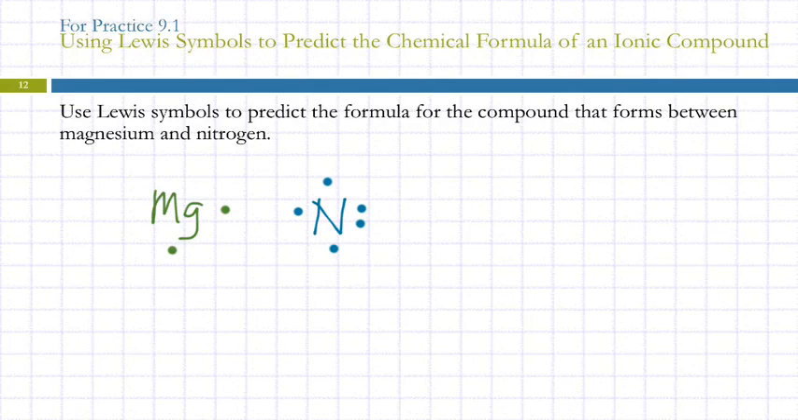So these two are trying to come up with a way of both of them getting an octet. Magnesium wants to do that by ditching these 2 valence electrons so that it can have the complete octet underneath. Nitrogen, being a nonmetal, wants to gain electrons. So they come together and they're going to help each other out. And magnesium says, here, you can have my 2 valence electrons. And nitrogen says, oh, that's awesome.